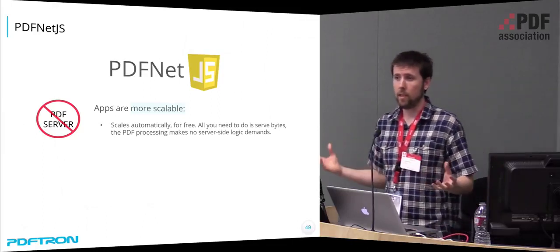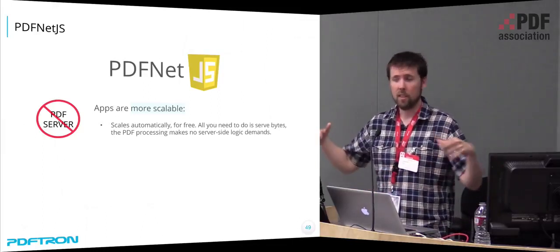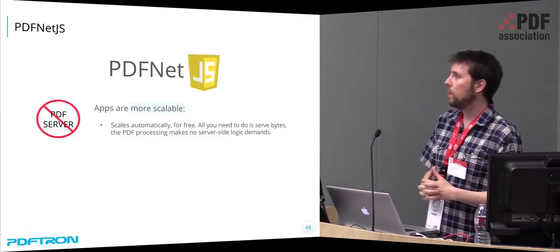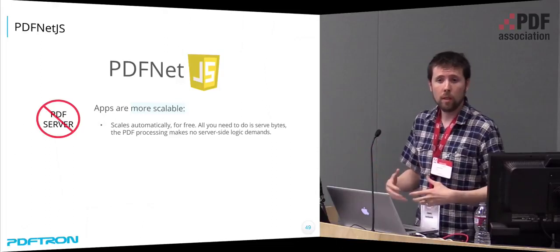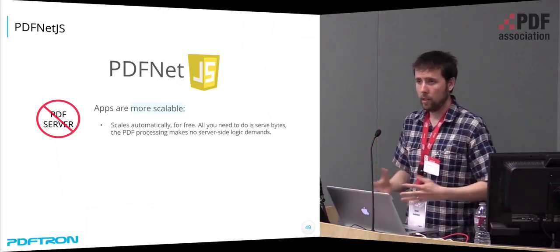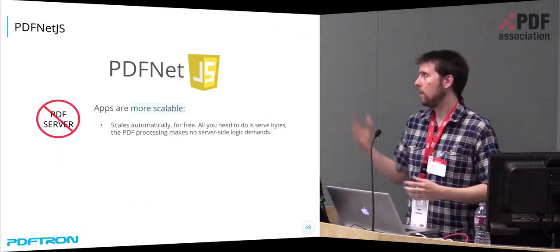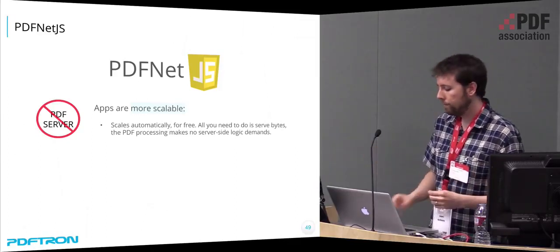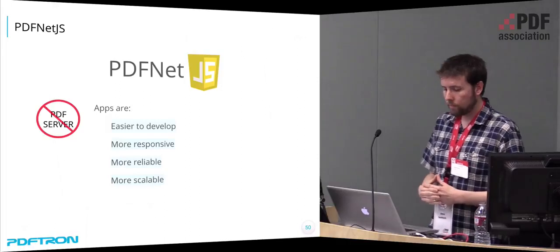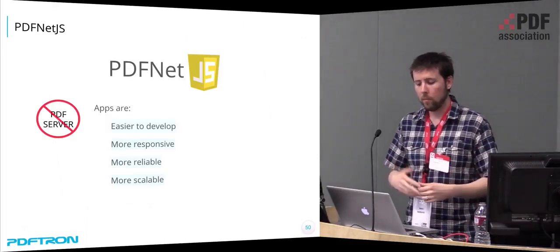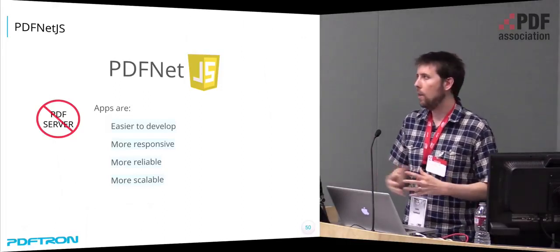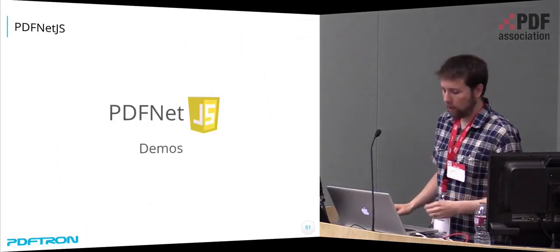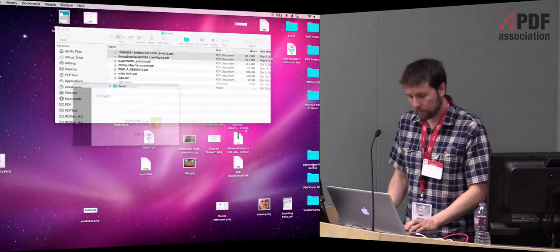PDFNet.js is essentially a scalable plugin model where you can have millions and millions or billions of concurrent users, and because every user brings with them a computer that does the processing, the scaling with PDFNet.js is essentially free and infinite. So apps are easier to develop, more responsive, more reliable, and more scalable. I'll just show you a couple of quick demos of this.